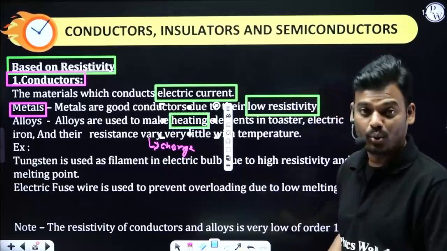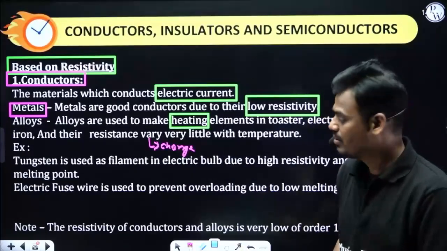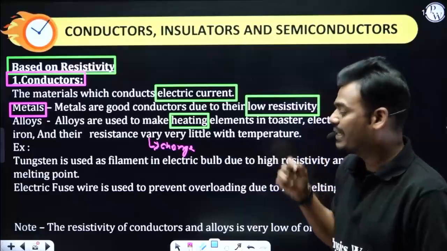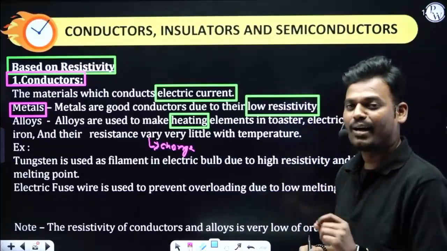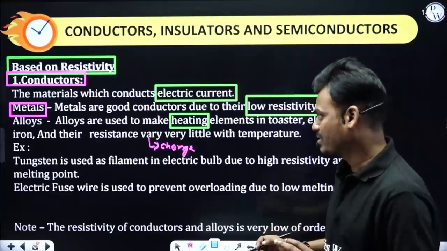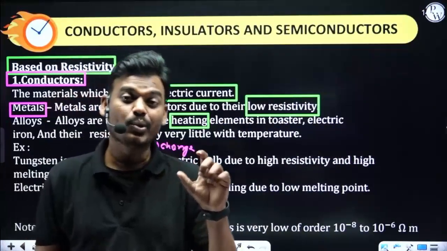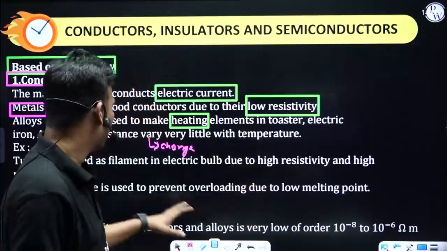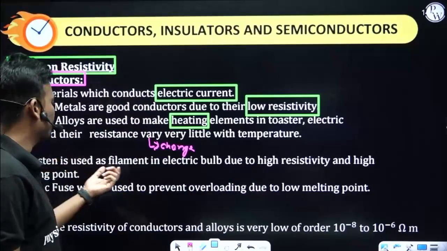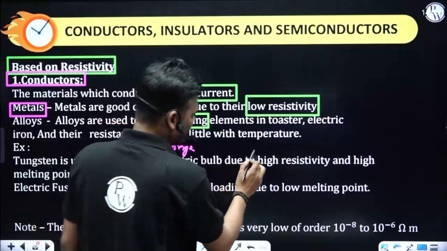Examples are a toaster, geyser or water heater. Next, electric iron also uses an alloy. All these are examples of alloys. And tungsten is used in a bulb as a filament because of its high resistivity.